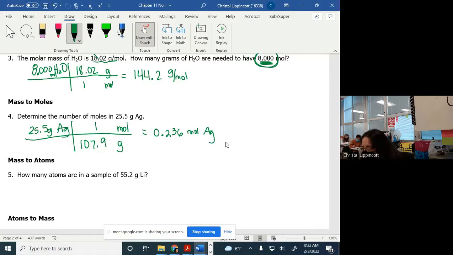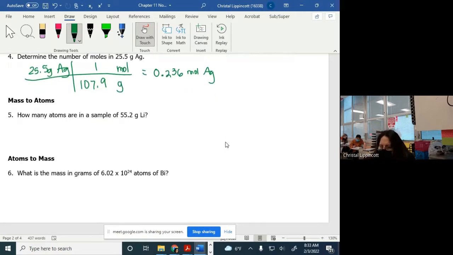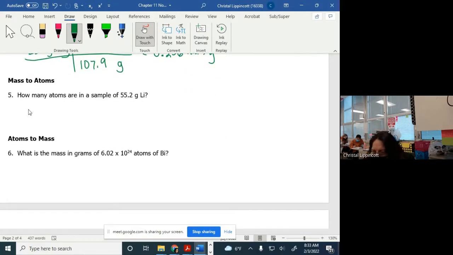All right, next one. We're figuring out atoms in this sample. So we have 55.2 grams of lithium. This is going to be a 2-step conversion process. So you're going to have 2 conversion factors here. Let's see if you can figure out how many atoms of Li you would end up with.